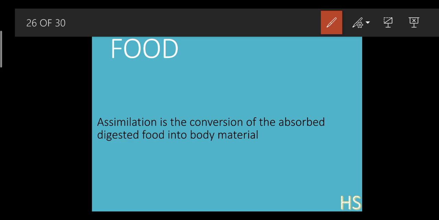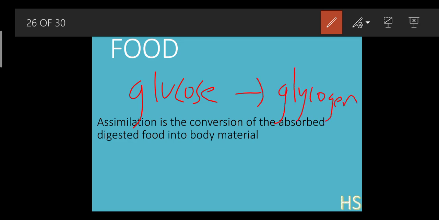So what happens if there is too much glucose? If you are eating food and the body gets too much glucose, what is the function of this excess glucose? Whenever there is an accumulation of too much glucose in our body, the glucose gets converted into glycogen. What is glycogen?